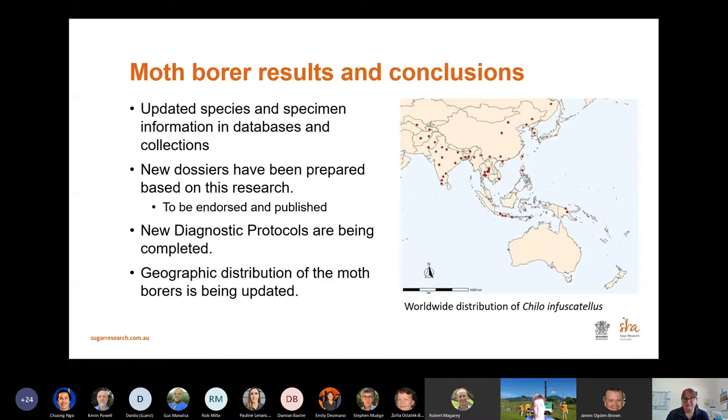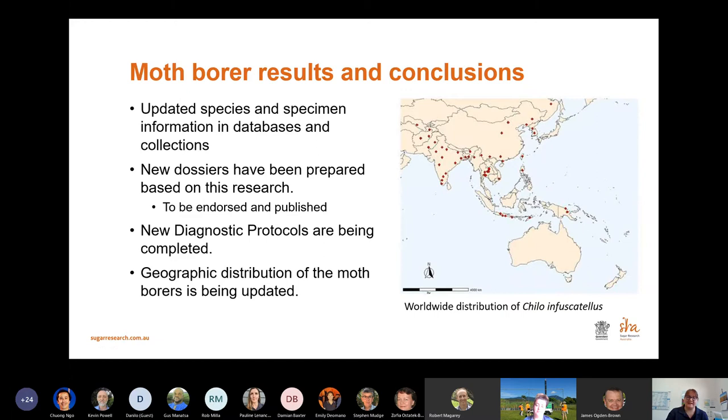So you can see here a nice picture that Kevin has given me. This is the distribution of Kylo, and I'm not going to try to pronounce that. But you can see here that these Kylos are through PNG, Indonesia, and then way up and through Asia. So this has been done for the moth borers that we have studied in this project.